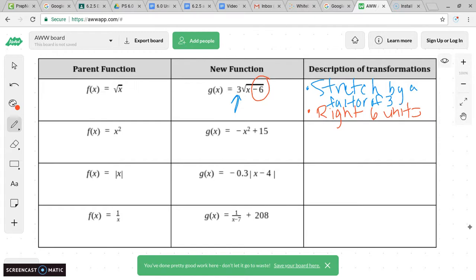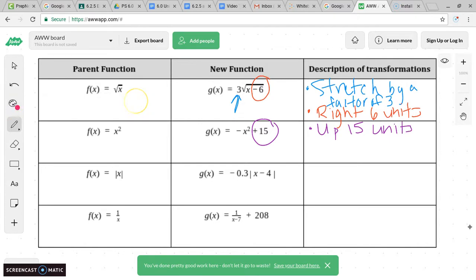For the second example, we have our original function, which is x squared, and then we have our new function. We have negative x squared plus 15. The first thing is the plus 15. It's being added onto the end. It's on the outside. It's not inside parentheses. So we know that it's going up 15 units because it's being added on.